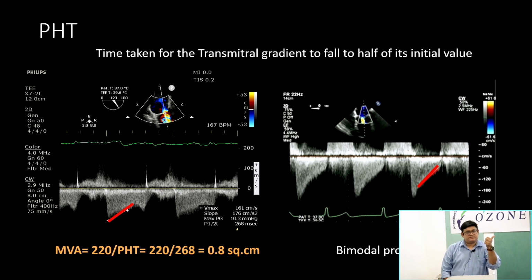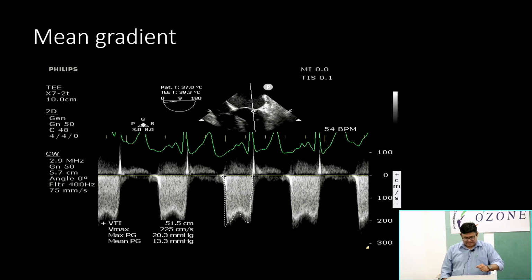But remember this, if your LV is already non-compliant, then this method will again overestimate the mitral valve area. If you have associated AR, there will be a shortened pressure half time because the LV is getting filled from both sides. So it will achieve your pressure half time very fast. You will overestimate the mitral valve area and underestimate the severity of your stenosis. Those things have to be kept in mind.